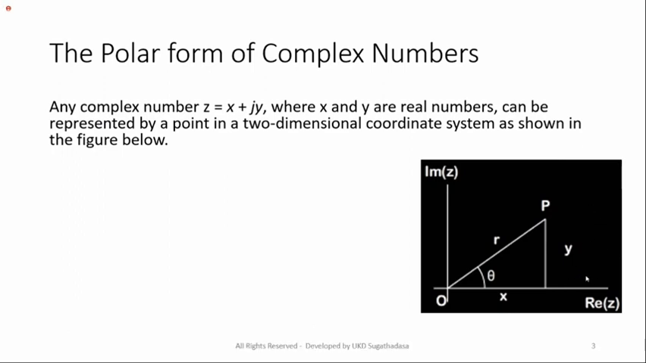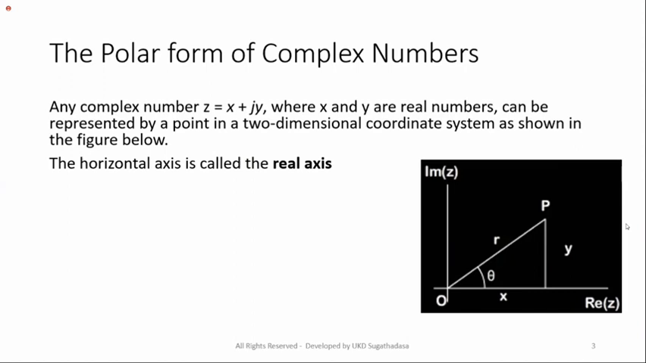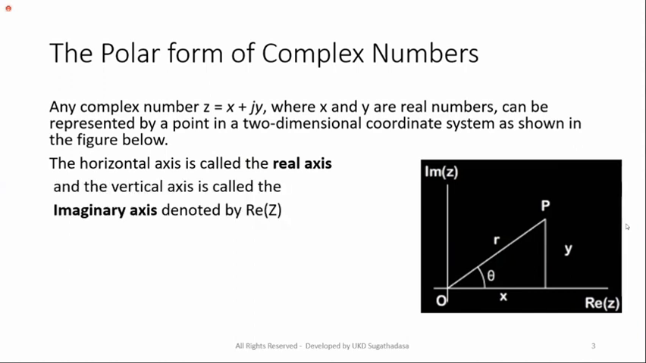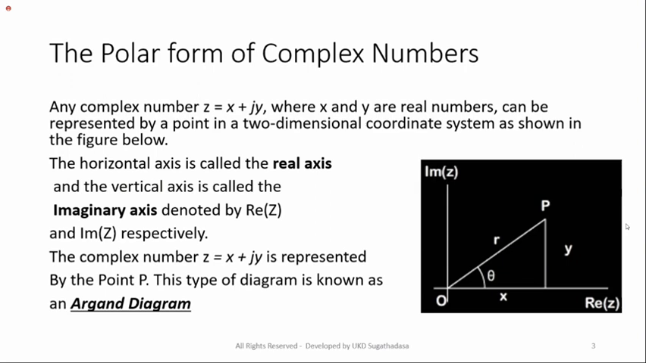If you want to represent a particular point, find out the coordinates x and y. Forget about the j, just x and y, right? That is the representation of the complex number on this diagram, which we call the Argand diagram. We will discuss it later on. So the horizontal axis is called the real axis, and the vertical axis is called the imaginary axis. The notation is also there. Then the complex number is represented by the point P. This type of diagram is known as the Argand diagram, right? This type of diagram has a special name: we call it the Argand diagram.